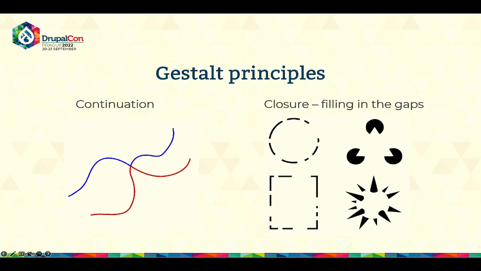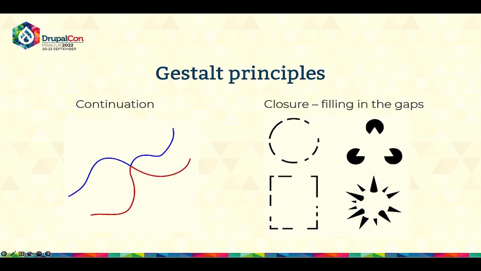Then another gestalt principle is continuation. I have two colors there, red and blue, and our brain usually interprets the line as one line that consists of two colors, because it looks like it continues. So that's the principle of continuation. And another principle is closure, so filling in the gaps.